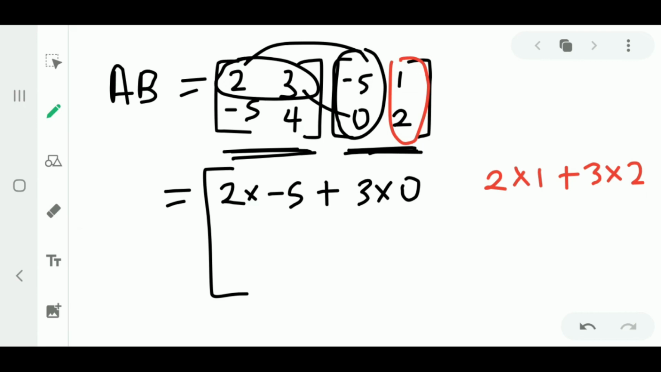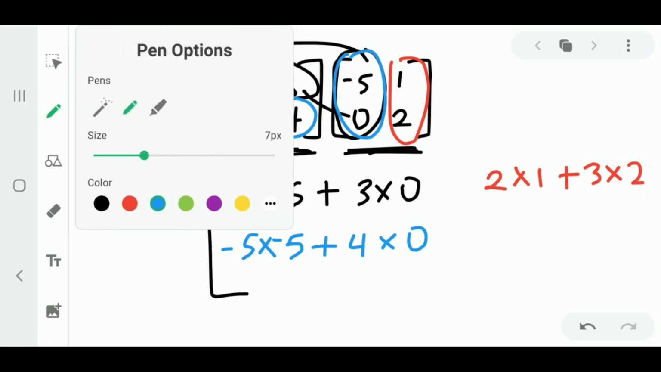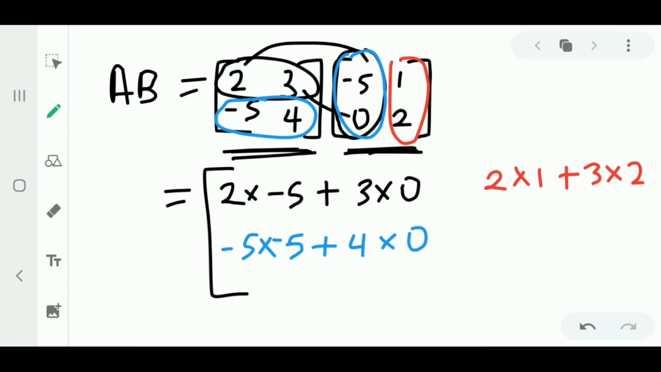Now that that is completed, we go to the second row and we multiply by the first column. So it is minus 5 times minus 5, plus 4 times 0. Then it's the second row times the second column. So it is minus 5 times 1 plus 4 times 2. And you put back your bracket.